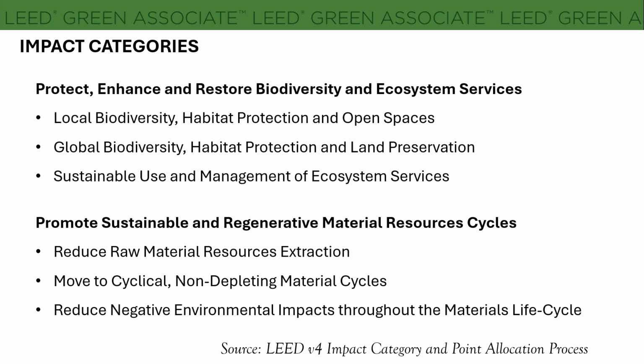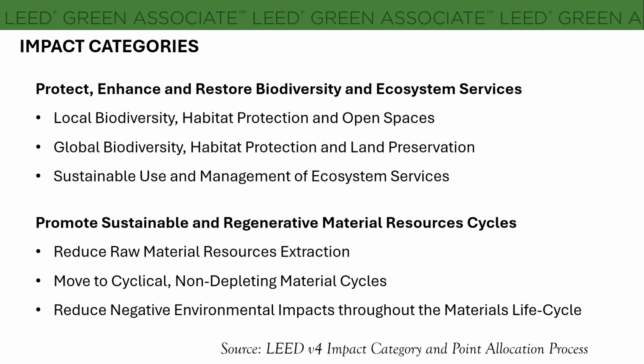So now let's look in more detail at the impact categories. The next category is regarding the protection and enhancement of biodiversity and ecosystem services. The goals are to protect, enhance and restore local and global biodiversity, habitat protection and land preservation, and also to maximize the sustainable use and management of ecosystem services.